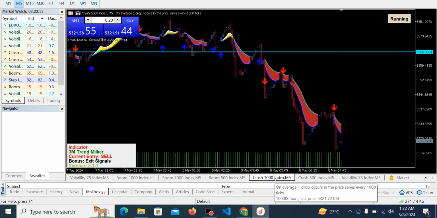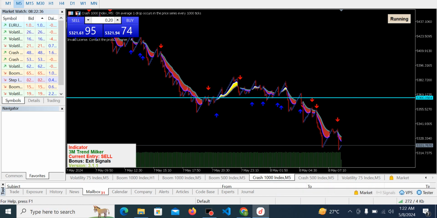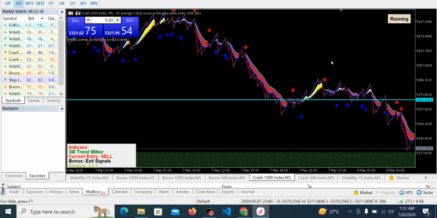Now let's move on to Crash 1000. Okay, so you can see this is how you do your analysis. First of all, you make sure you understand the trend. You can see the indicator makes it very easy for us to identify the trend right from this resistance zone. You can see the downtrend, the red flags, and all the lines.